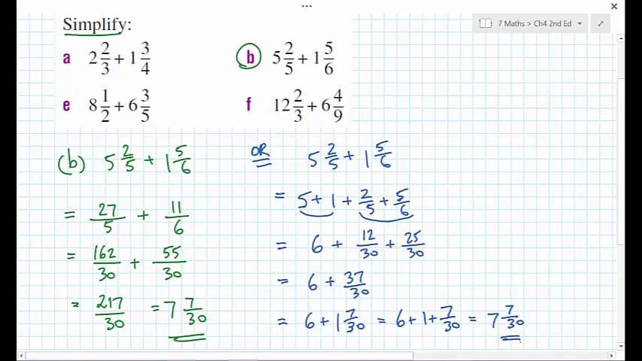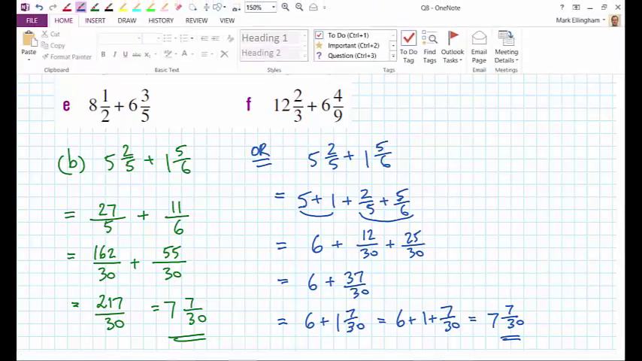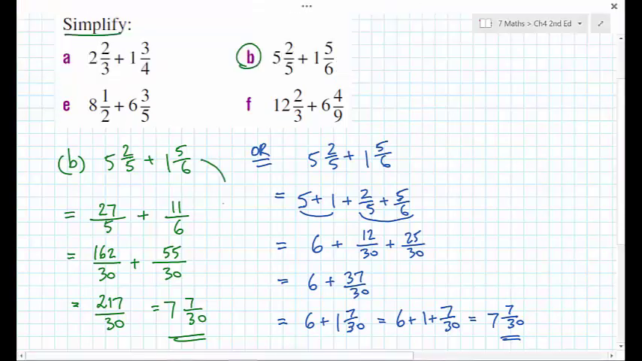So either one of these methods is okay, depending on what you prefer. But typically, a lot of mathematicians, once we see what we call mixed fractions, like to convert them to improper fractions and use improper fractions in all of our calculations. So the first method is probably one of the better methods.